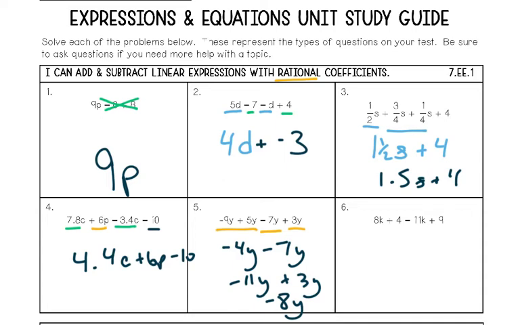For number 6, I see k's and I see numbers. So when I have 8k's and I have -11k's, I can put those together. 8 minus 11 is -3, and that's how many k's there are. And then I want to put my numbers together. So a +4 and a +9. Those can combine and they make 13. So -3k plus 13 would be my final answer. And I can't simplify any further because these are not like terms.